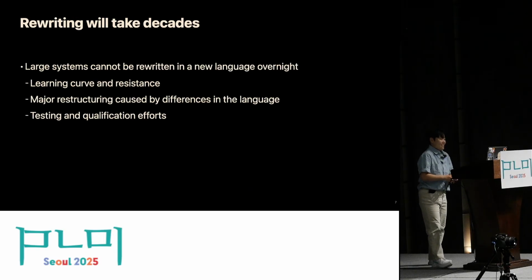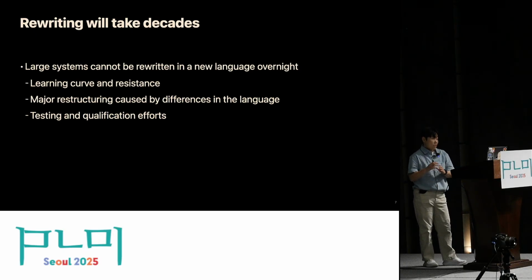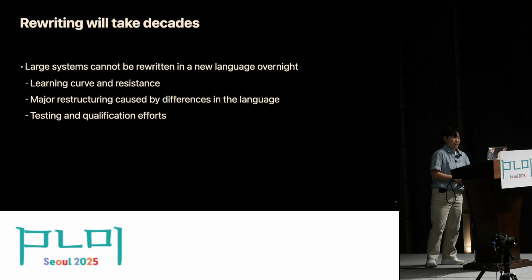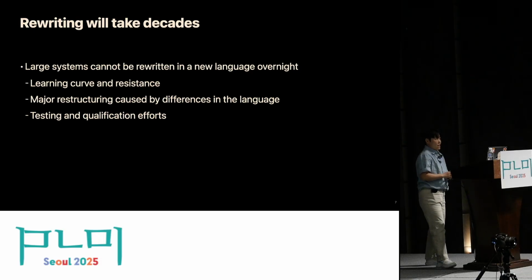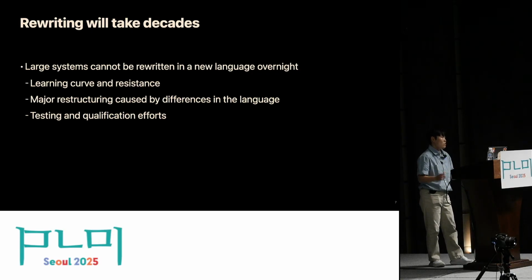Large code bases like that cannot be rewritten in a new language overnight. A large number of the maintainers have been writing in C and/or C++ for decades. So there can be a learning curve and some resistance to switching to a new language immediately. Even after the maintainers overcome that barrier, because of how the languages are different, switching may require major restructuring, significant testing, and qualification efforts. Please note that it's not specific to a certain language. This is a general challenge in adopting a new language in existing large code bases.